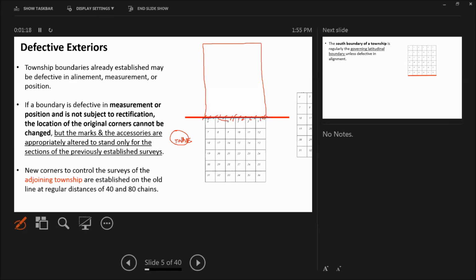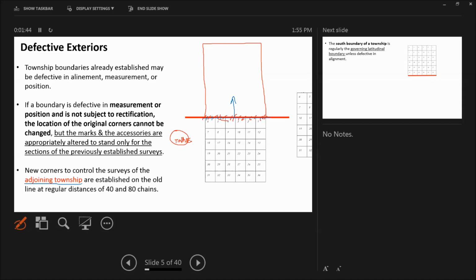This is where we commence our new survey. You come, you do the retracement, and you find that there is a defect in measurement. Again, that's in measurement. These monuments are not set every 40, 80. What should we do in this case? Should we use them? No. The manual is saying, in this case, you establish your new corners. That's what the manual is saying.